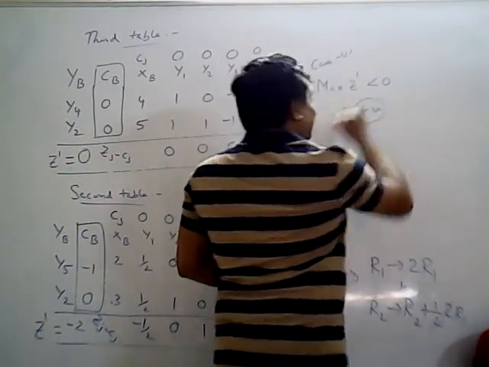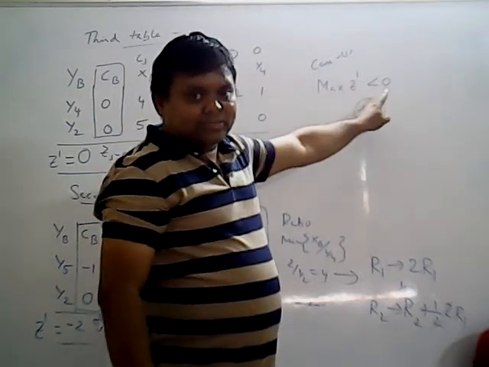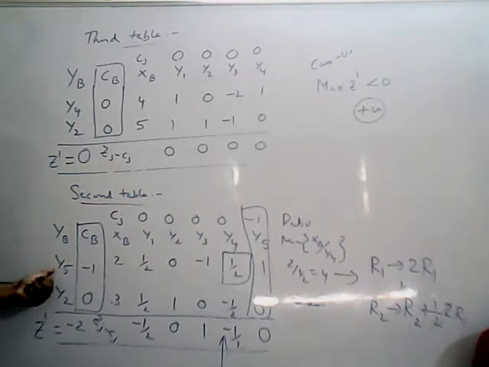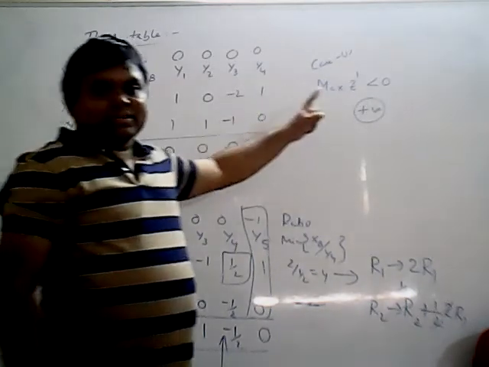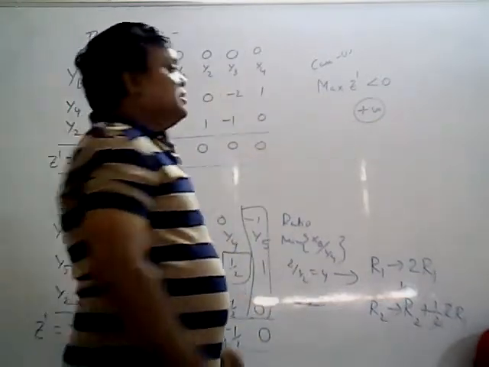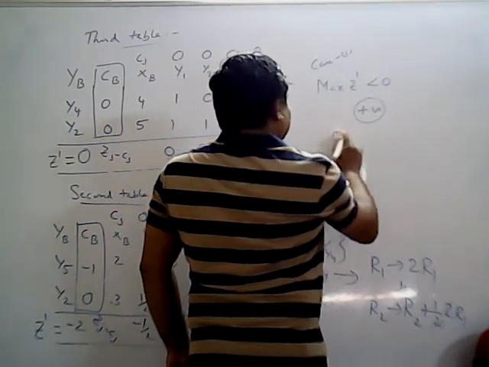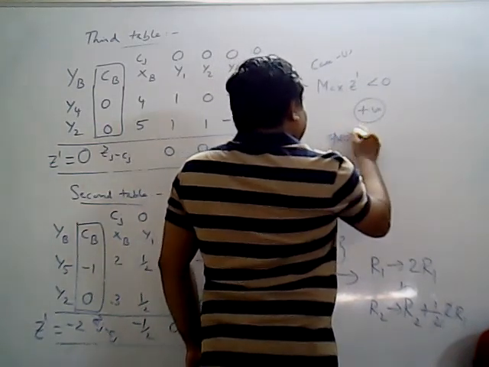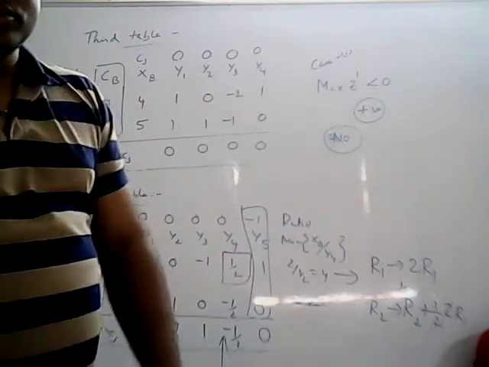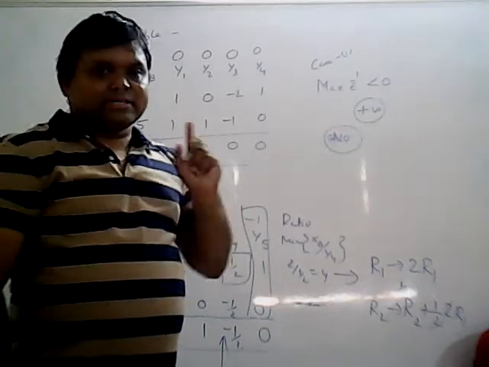At a positive level. Again I am repeating: maximum z dash less than 0 and at least one artificial vector, minus 1 means artificial vector, appears in the basis at a positive level, then the given LPP does not possess any feasible solution. There is no solution to the problem. This is case 1. I will explain with an example.